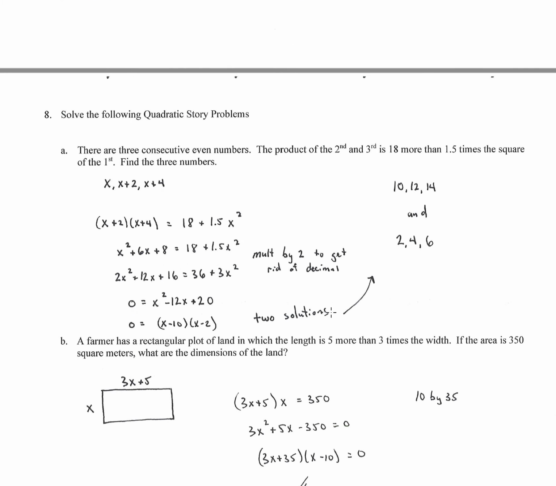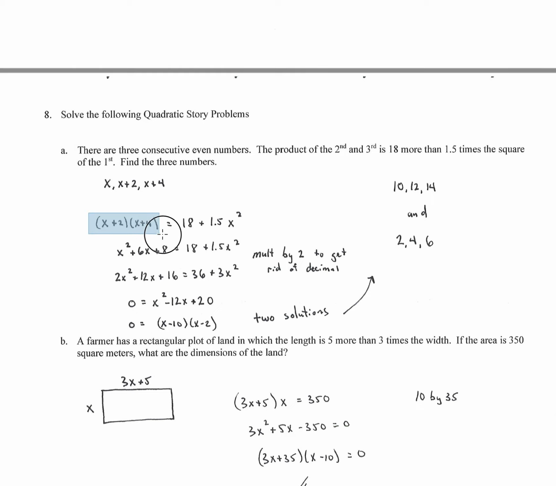All right, story problems. 3 consecutive even numbers. The first thing you're going to write down is a variable expression for each of the numbers: x, x plus 2, x plus 4. Then I want the product of the second and third one.